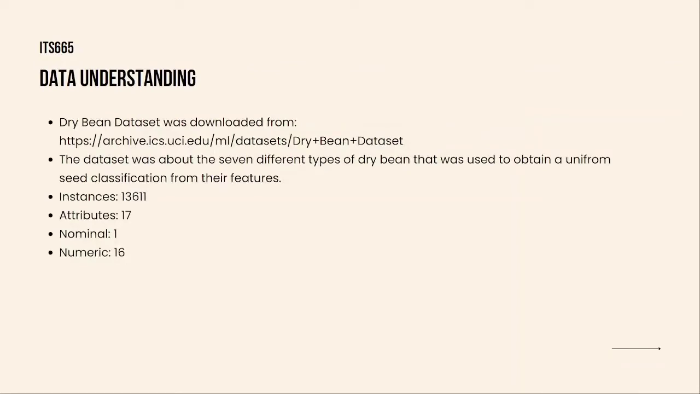Next, data understanding. For this, we chose a dry bean dataset, which we downloaded from this link, using the UCI Machine Learning Repository. The dataset is about 7 different types of dry beans that were used in this research to obtain a uniform seed classification from their features. In this dataset, it has 13,611 instances and 17 attributes. From the 17 attributes, there is 1 nominal and 16 numeric.